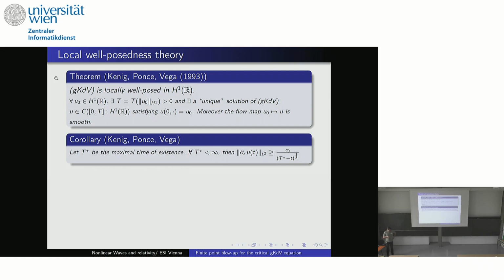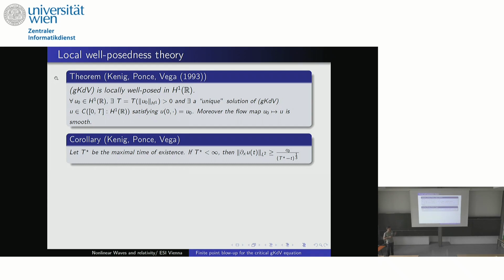A corollary of these results is that, if you fix an initial data, then you know that you have a local solution and you can look at the maximal time of existence. And a direct corollary is that if the maximal time of existence is finite, then the L2 norm of the gradient of u blows up in L2 with a blow-up rate which is larger or equal to 1 over (t* − t) to the power 1/3. And this is the self-similar blow-up rate.